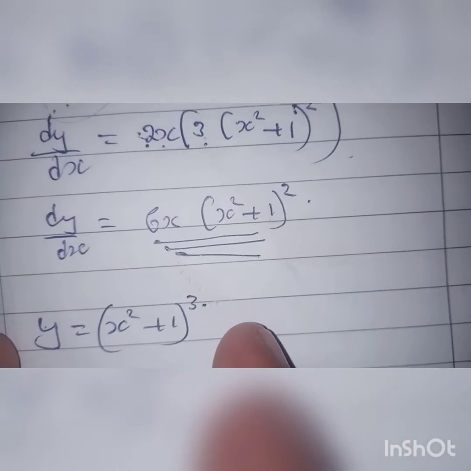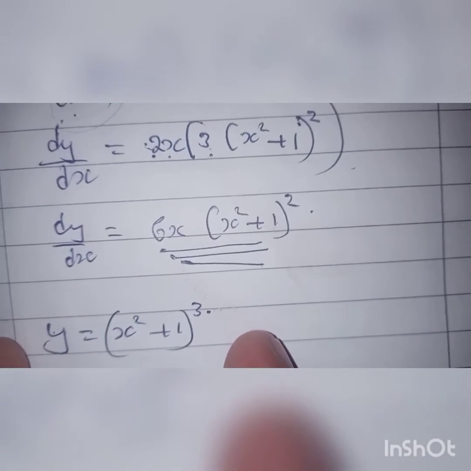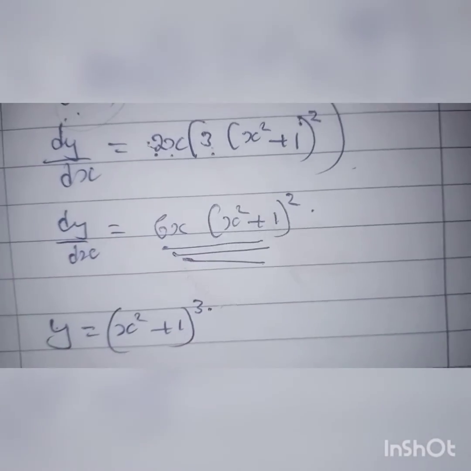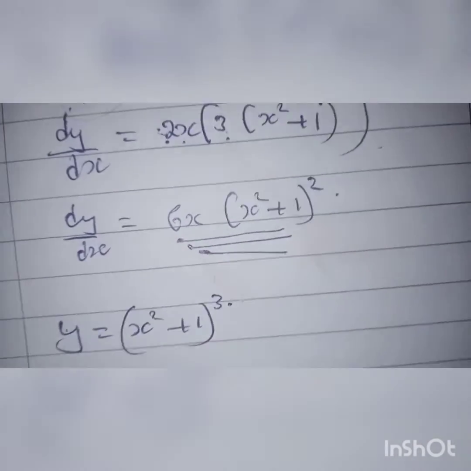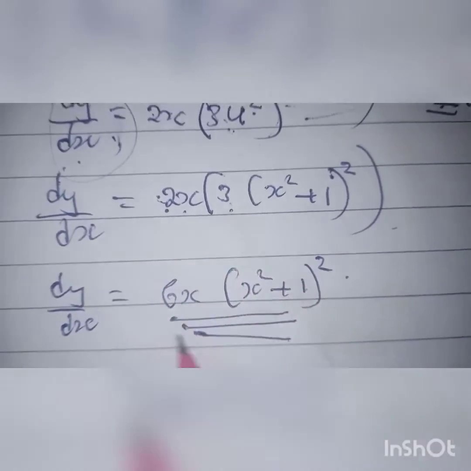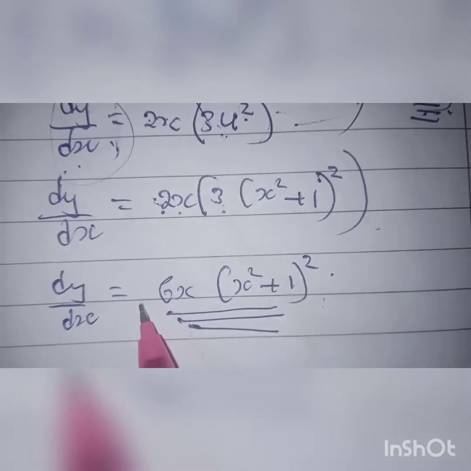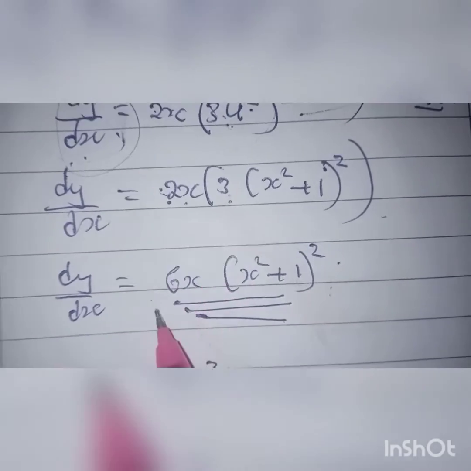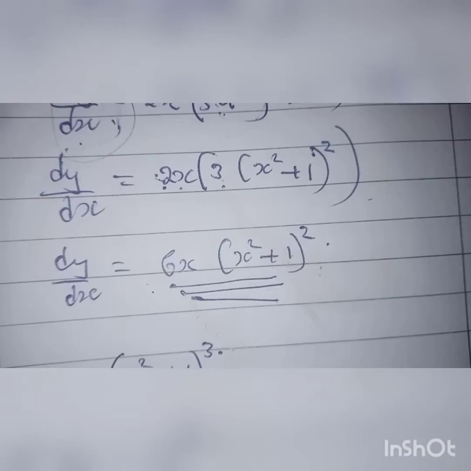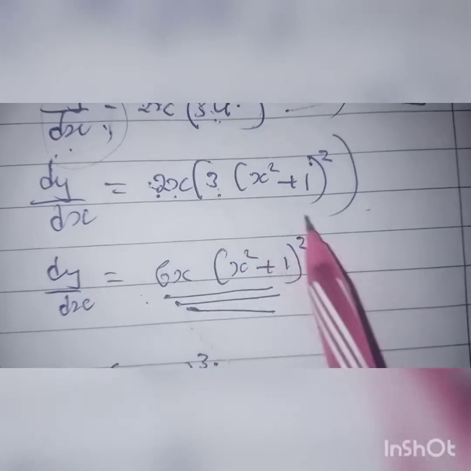Before showing you the simplest method to differentiate such a function using chain rule, let's go back to our answer. We can see that we have a 6x multiplied by (x squared plus 1) squared. How did this arrive? Let's go back to our function.